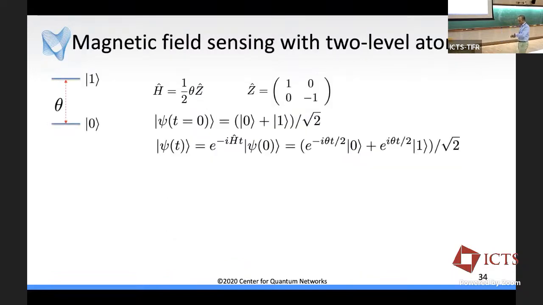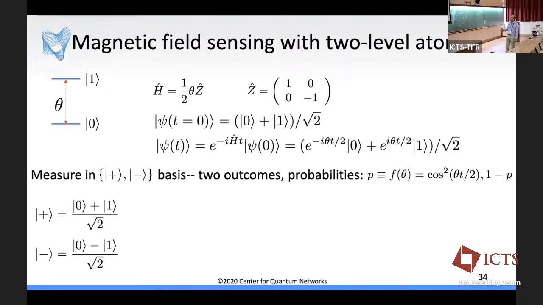Okay, so the last example I want to do is magnetic field sensing with two level atoms. It's a very, very simple example. You have a state of a qubit, (|0> + |1>)/√2, and as a function of time you get a time varying phase being applied to it. What you want to estimate is theta, meaning the rate at which this phase is oscillating. Okay, so this theta is what you care about.